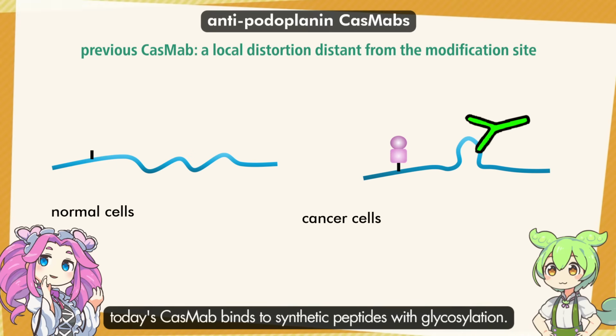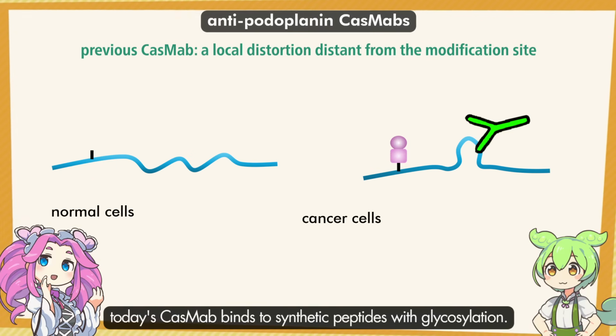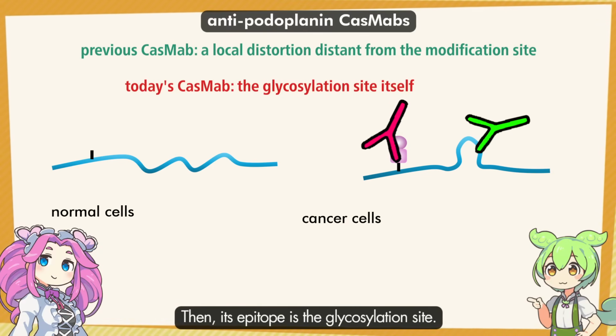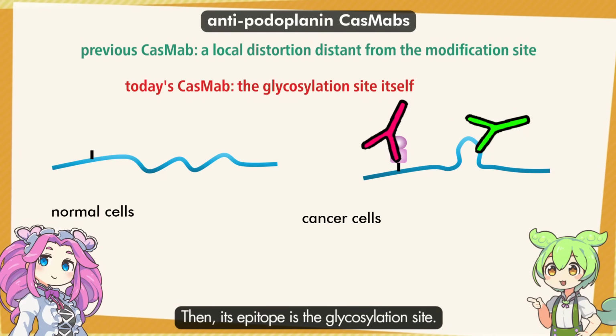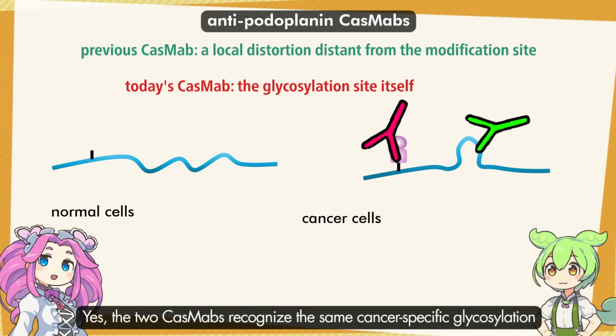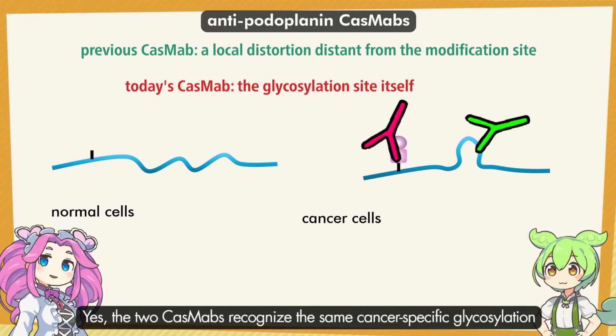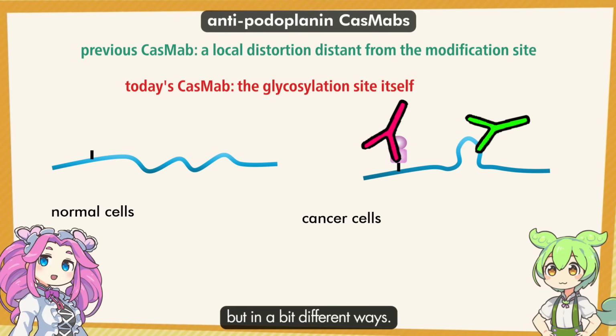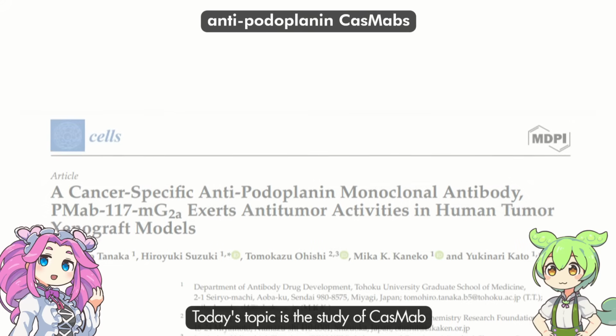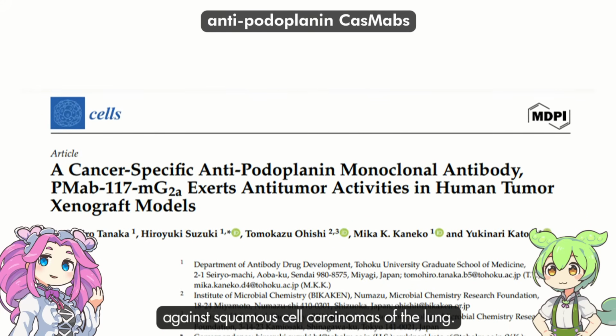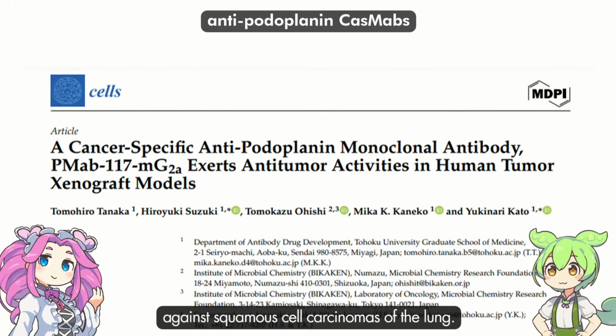On the other hand, today's CasMab binds to synthetic peptides with glycosylation. Then, its epitope is the glycosylation site. Yes, the two CasMabs recognize the same cancer-specific glycosylation, but in a bit different ways. Today's topic is the study of CasMab against squamous cell carcinomas of the lung.